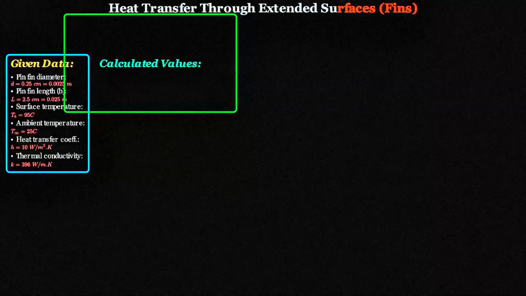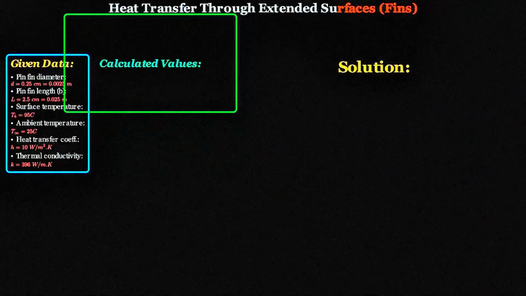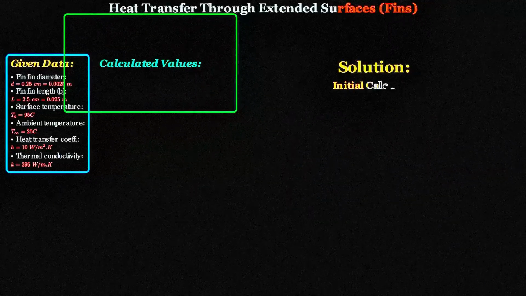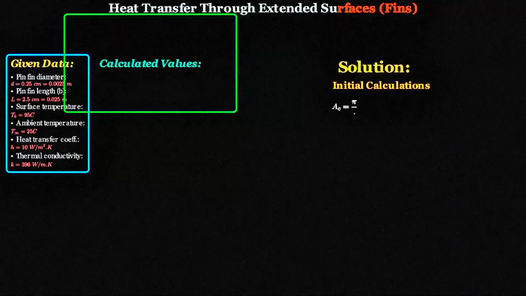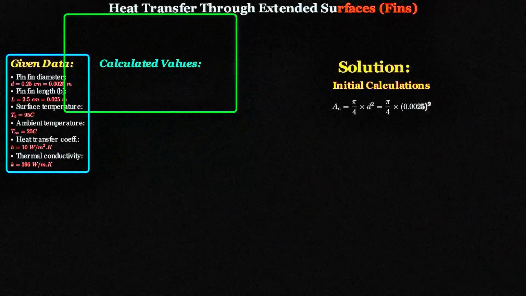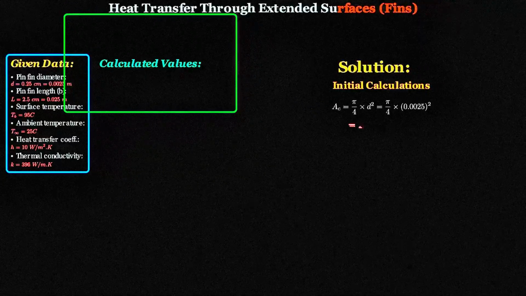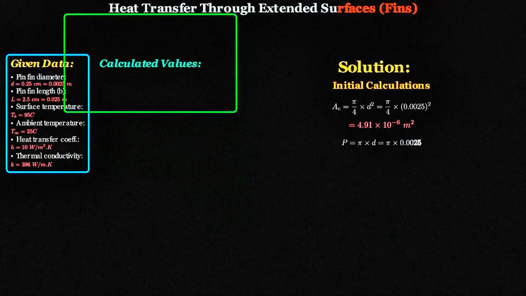Let's begin our solution with the initial calculations. First, we need to find the cross-sectional area of the pin fin. For a circular cross-section, the area is A_c equals pi over 4 times d squared. Substituting our diameter, A_c equals pi over 4 times 0.0025 squared. This gives us A_c equals 4.91 times 10 to the power negative 6 square meters. We'll add this to our calculated values.